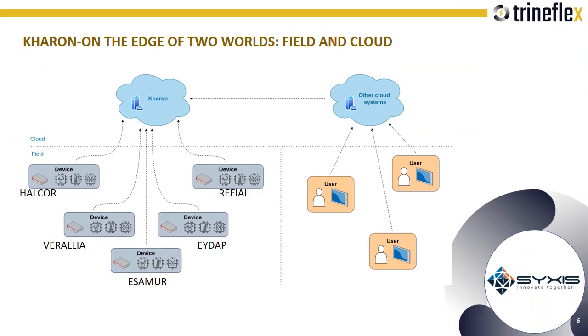The Kharon tool therefore sits on the edge between two worlds: the field, to gather data from the field devices, and the cloud for services and applications, to allow users to benefit from data collected from the field and further post-processing. Applications and services, on the other hand, are considered clients operated in trusted environments and capable of managing more sophisticated security and authorization schemes, enabling them to access a wider range of functions.